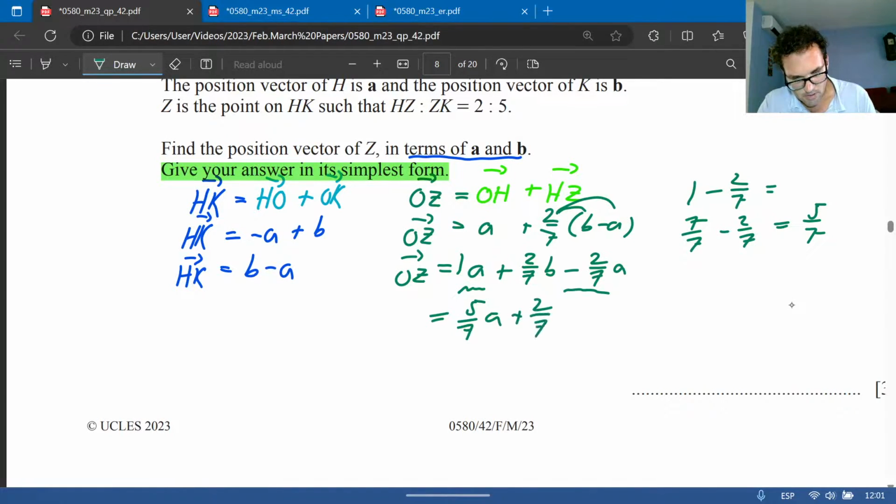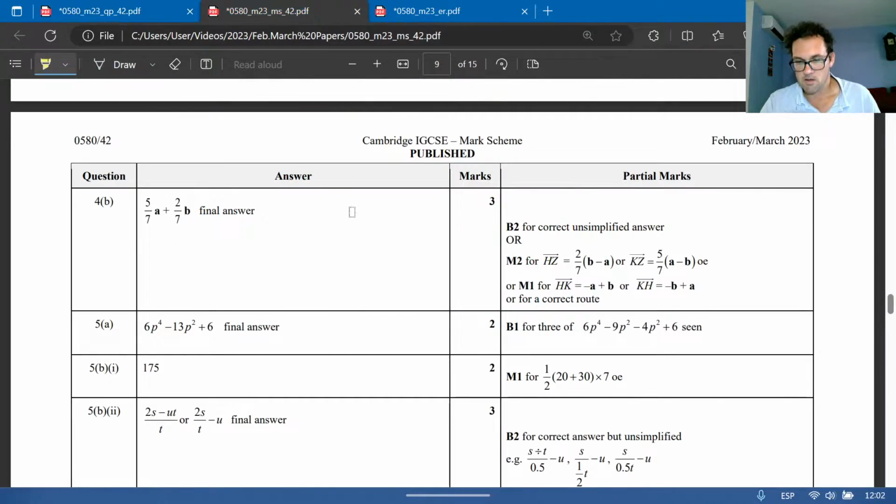plus 2/7 B. We've done it. The answer is 5/7 A plus 2/7 B. There we go, 5/7 A plus 2/7 B, the final answer. Okay. Look here, you get a mark for indicating a correct route.